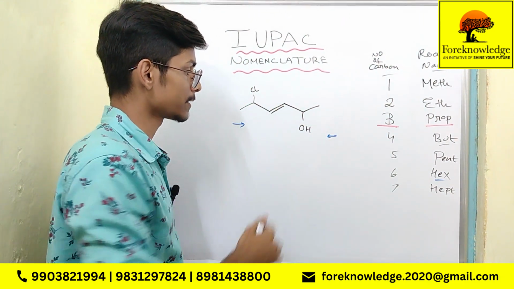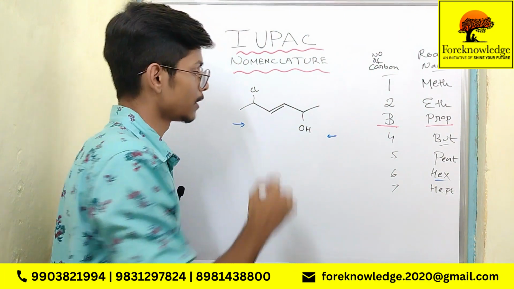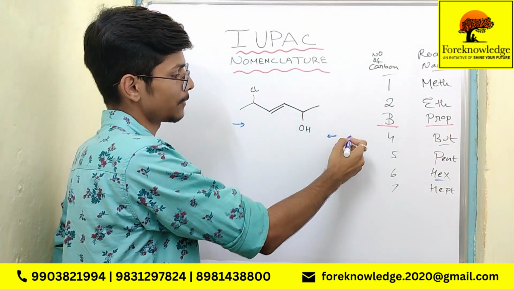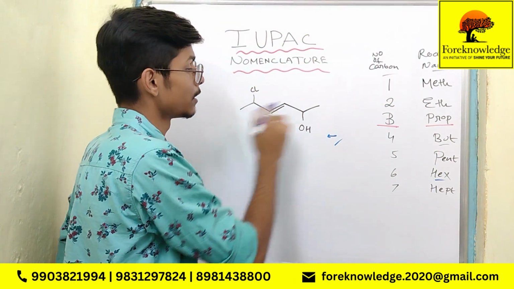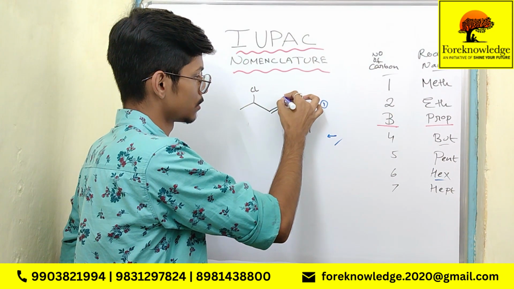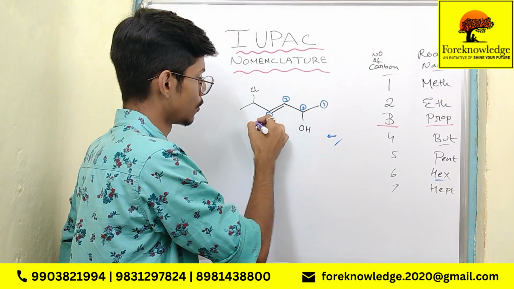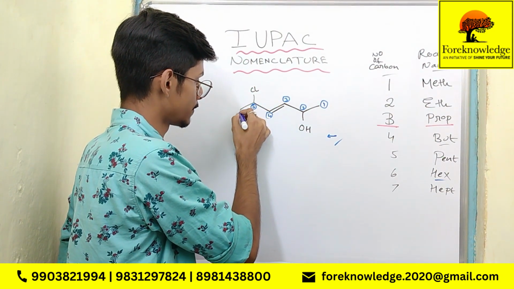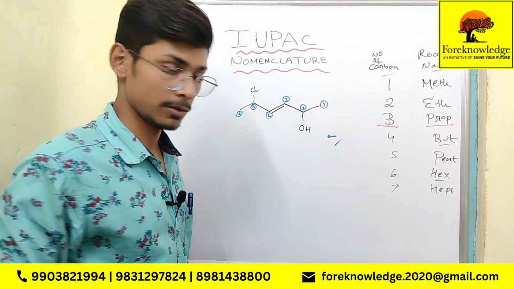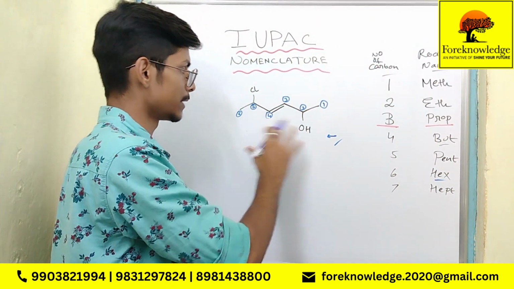Now our first priority will be the functional group. So as our first priority is the functional group, we'll start counting from this side. So 1, 2, 3, 4, 5, 6. So total 6 carbons are present. So now how will we start naming this compound?